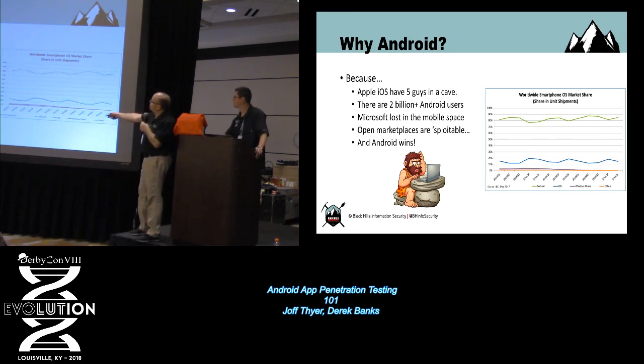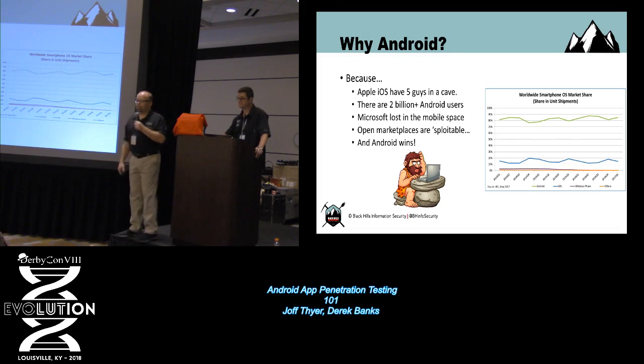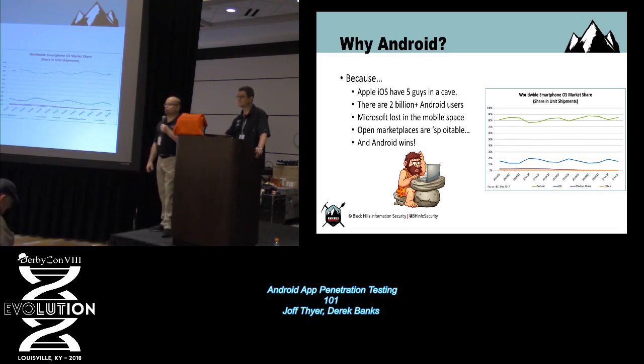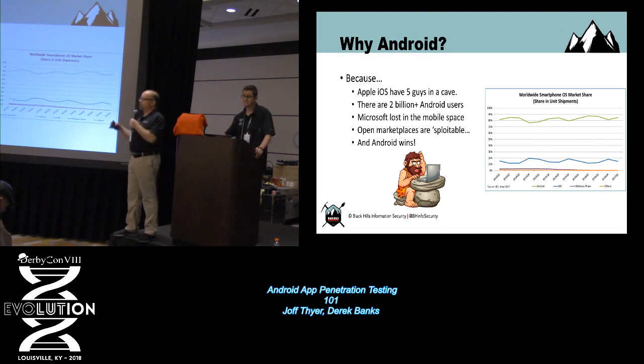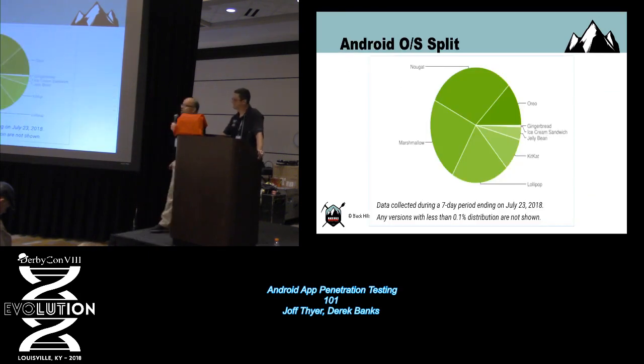All right, and open marketplaces are exploitable. Yes, we have this thing called an open marketplace. We can write stuff and throw it up there. We just need a signed APK file, and as I would like to say, Bob's your uncle, and you're in, right? Okay, Android wins, right? The market share is huge. That's why Android. What about the Android operating system?